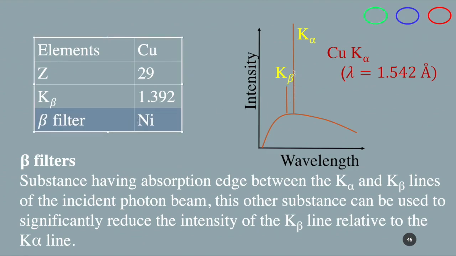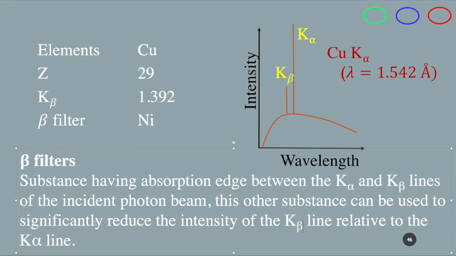If you use nickel, it will reduce both the K alpha and K beta signals, but the good thing is that the K beta signal is significantly reduced relative to the K alpha line, because the intensity of K beta is lower than K alpha. So the beta filter affects K beta more significantly, and we get filtration of the K beta component.